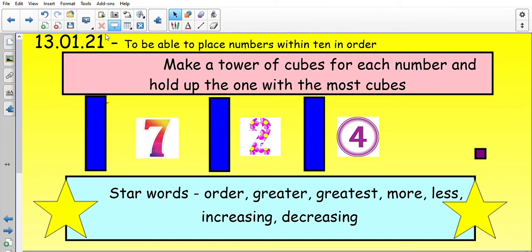Morning, maths time. Let's have a little look at what we're doing today. So today we're going to see if we can put things in order. So place numbers in the right order. And order means in the way that they should go.